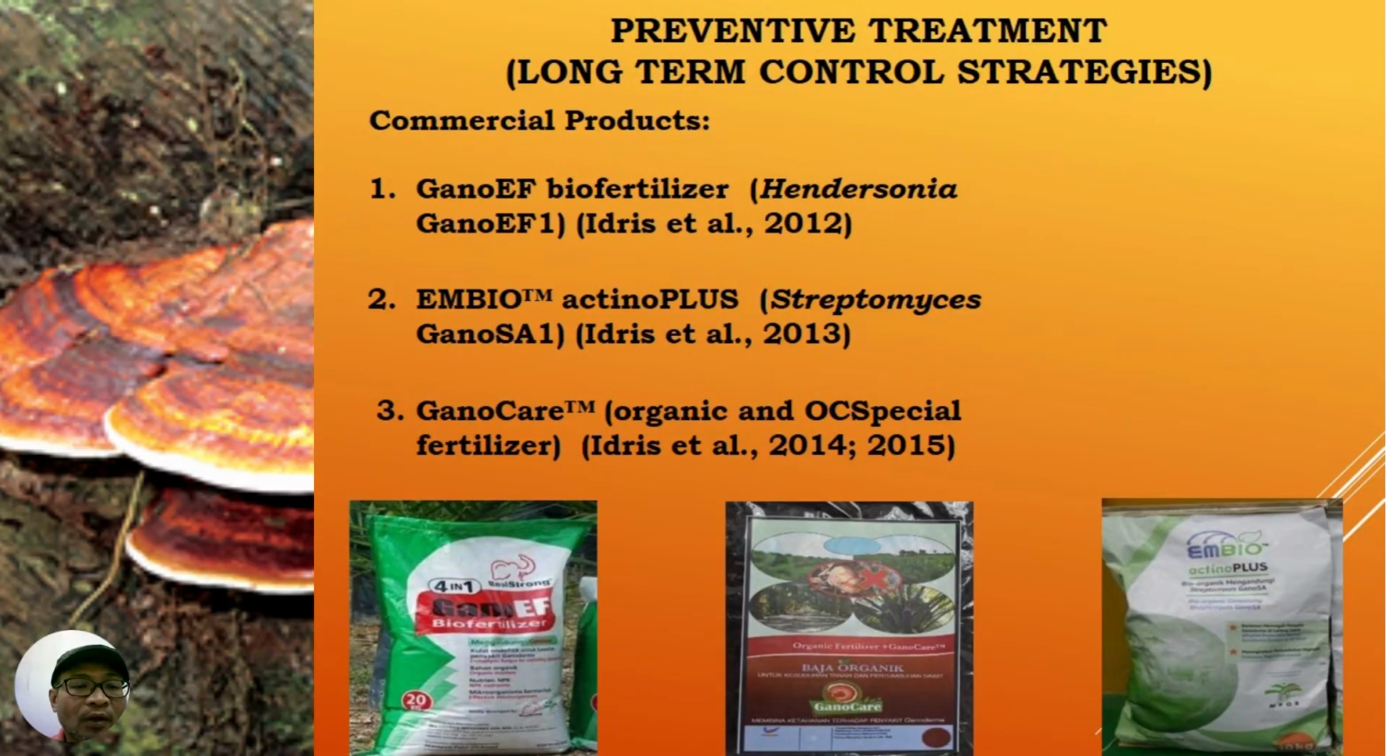So as long-term control strategies, as a preventative treatment, we can find commercial products in the market such as Gano AF biofertilizer using Hendersonia Gano EF1. This one was suggested and studied by Dr. Idris from MPOB. Number 2 is MBO, also recommended by Dr. Idris. And the last one is Gano Care, organic and OC special fertilizer, also recommended as per study by Dr. Idris as a preventative treatment, a long-term control strategy.